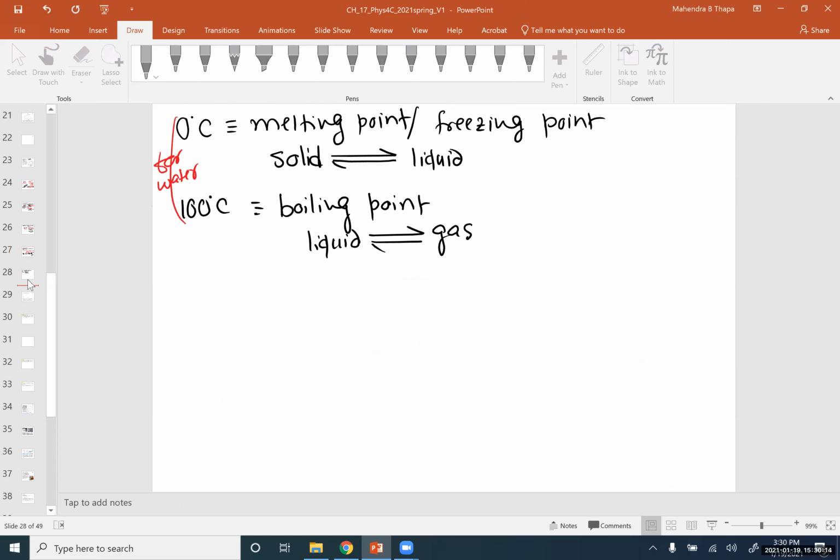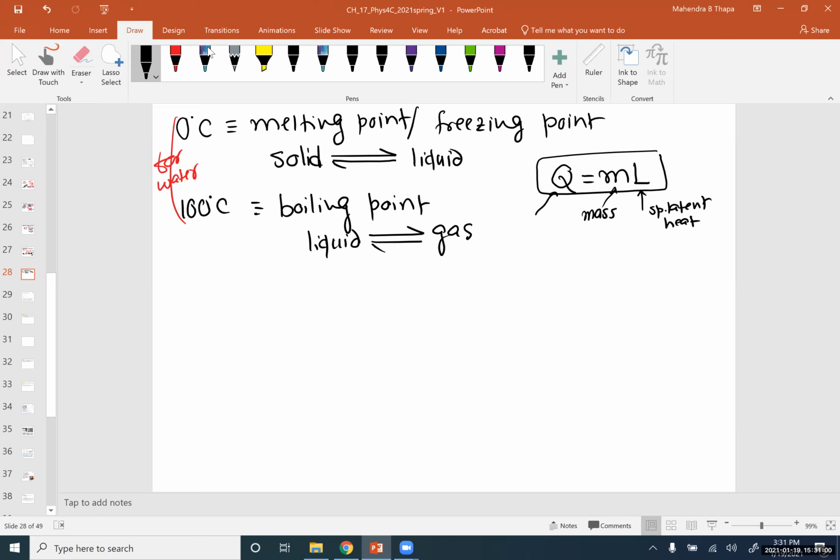Okay, so we define two terms here. When a phase change happens, we use the equation Q equals m L. M is the mass, L is called the specific latent heat, and Q is the heat supplied.